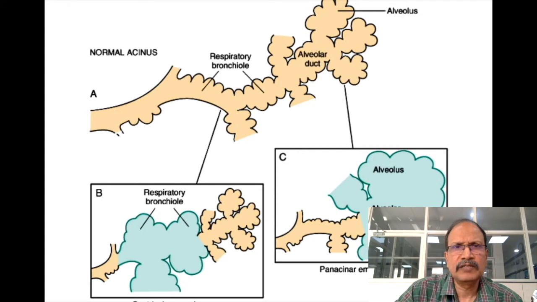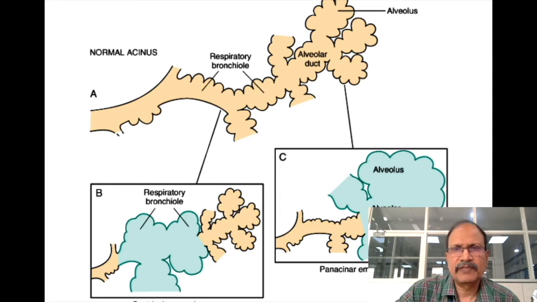So in the normal acini, you can see the terminal bronchiole, respiratory bronchiole, alveolar ducts, and alveolar sacs, and depending upon the site of involvement, they are classified differently. So if the respiratory bronchioles are involved, the dilatation is mainly located at the center of the acini, or what you call the lung lobule, whereas if the terminal portions of the acinus are involved, that is alveolar ducts and alveolar sacs, then you will see the dilated air spaces mainly at the periphery.